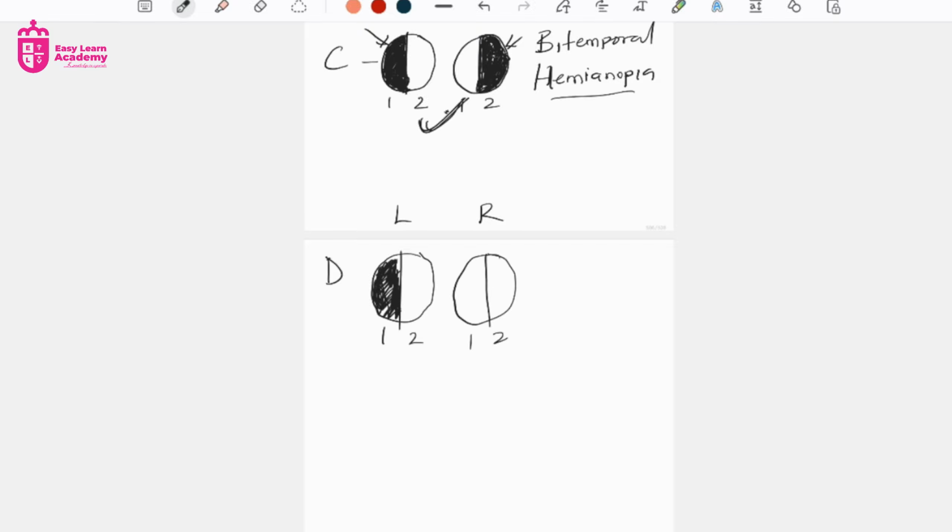And on the right, it will be on the nasal. On the right, to be on the where? On the nasal. So that would be here. 1 as well. Yeah. 1.